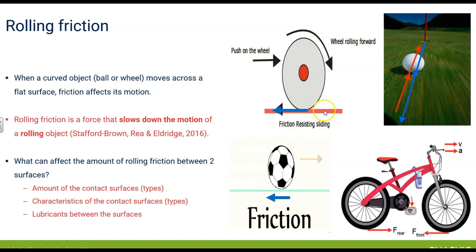down even more. So if you imagine a golf ball rolling on the green, which is a really short cut area of grass, there's probably less rolling friction than if a ball was hit into the longer grass and was rolling. It would slow down much quicker. So the amount of rolling friction, as I said, is determined perhaps by the amount of contact surface or the type of surface, the characteristics of the surface. Is it smooth? Is it rough? Is it long grass? And if there's any lubricant, often water or other products on the surface that would make it more or less slippery.